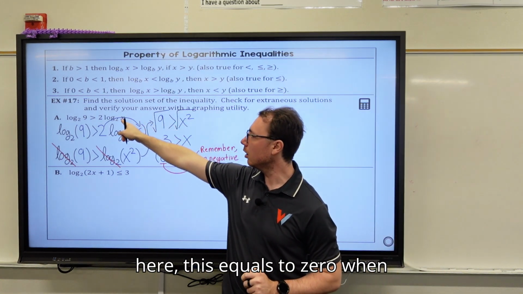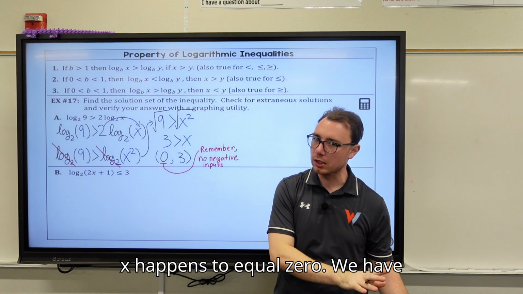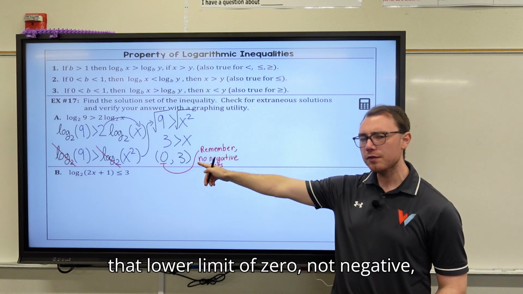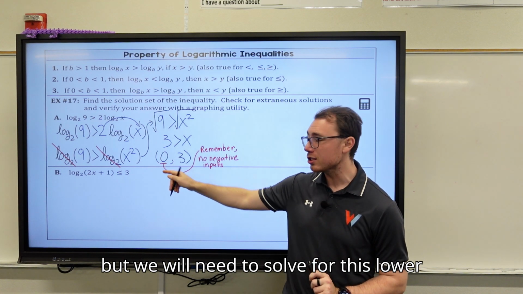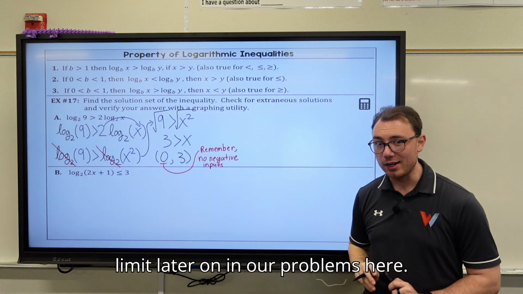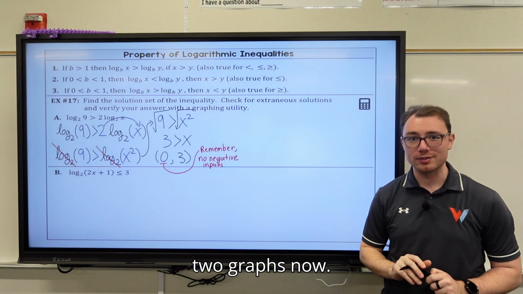In our case here, this equals 0 when x happens to equal 0. We have that lower limit of 0, not negative, but we will need to solve for this lower limit later on in our problems here. Let me set up Desmos to showcase these two graphs now.